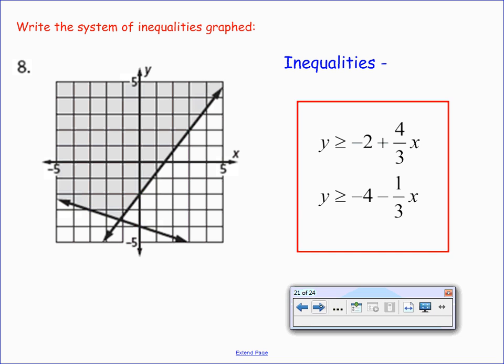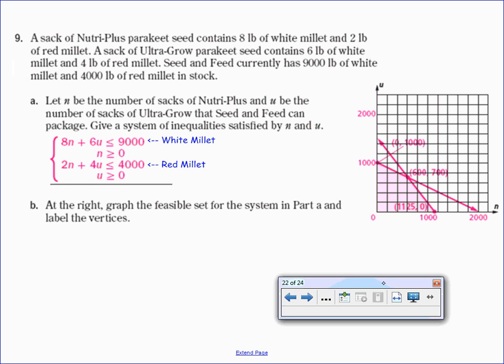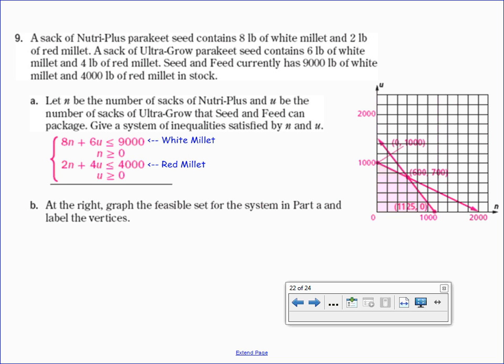Okay, so let's go ahead and close it up with a real world application to set us up for linear programming, which we'll be investigating and introducing on Wednesday's class period before spring break. So let's take a look at this problem. A sack of NutriPlus parakeet seed contains 8 pounds of white millet and 2 pounds of red millet. A sack of UltraGrow parakeet seed contains 6 pounds of white millet and 4 pounds of red millet. Seed and Feed currently has 9,000 pounds of white millet and 4,000 pounds of red millet in stock.